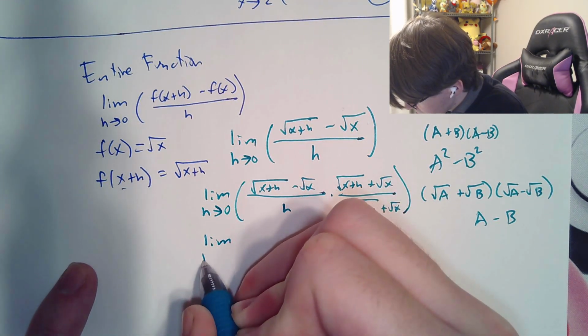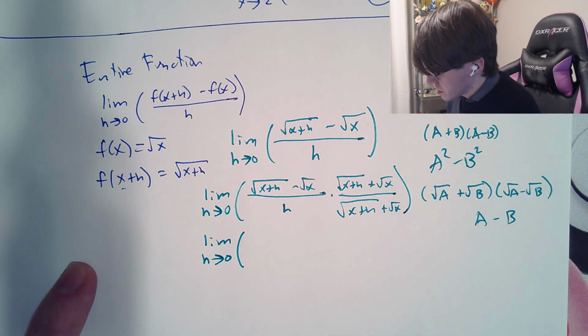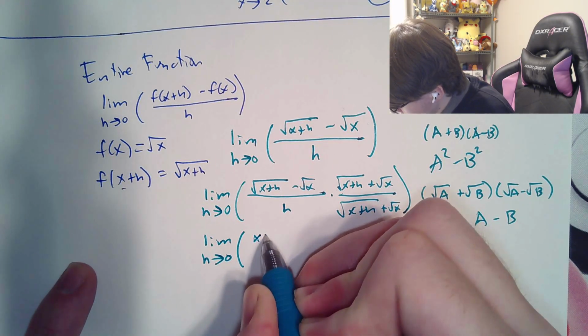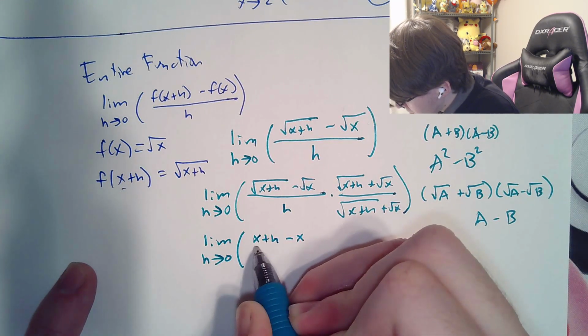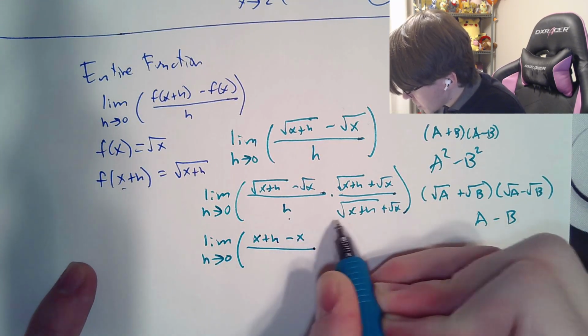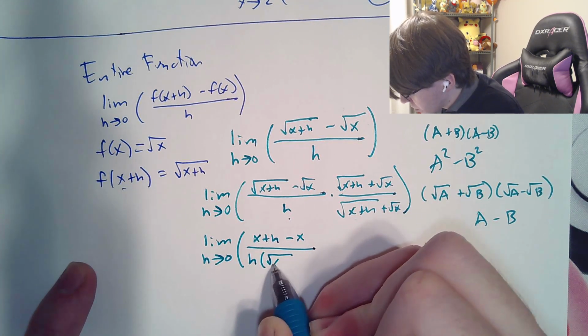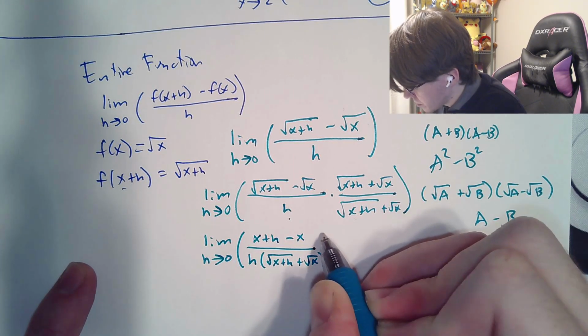Regardless, when we're doing this one, the top, when you multiply it out, just like I said, the square roots disappear, and we just have the two things subtracting from each other. So we end up with x plus h minus x. And on the denominator, we have h times this entire thing, which we are going to write inside of parentheses. We don't want to distribute because it's going to make our life harder, so we don't want to distribute there.